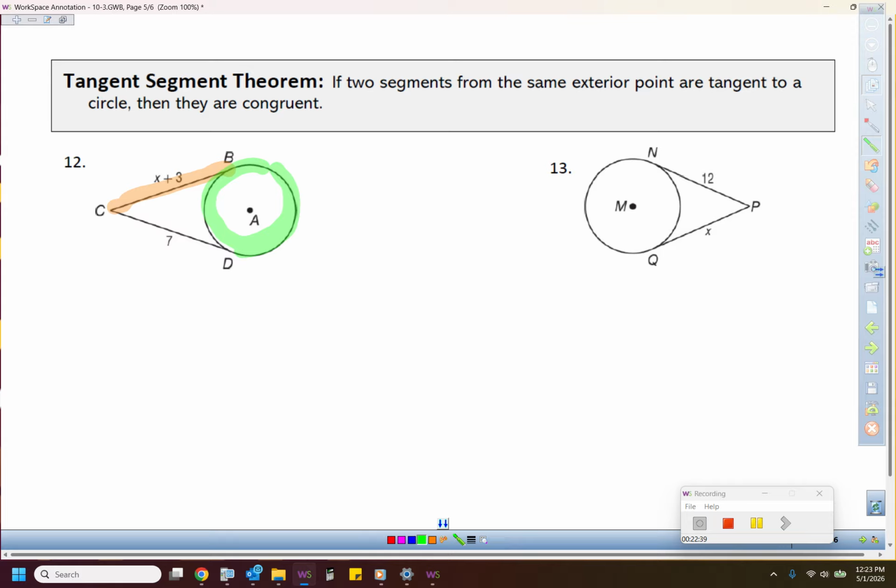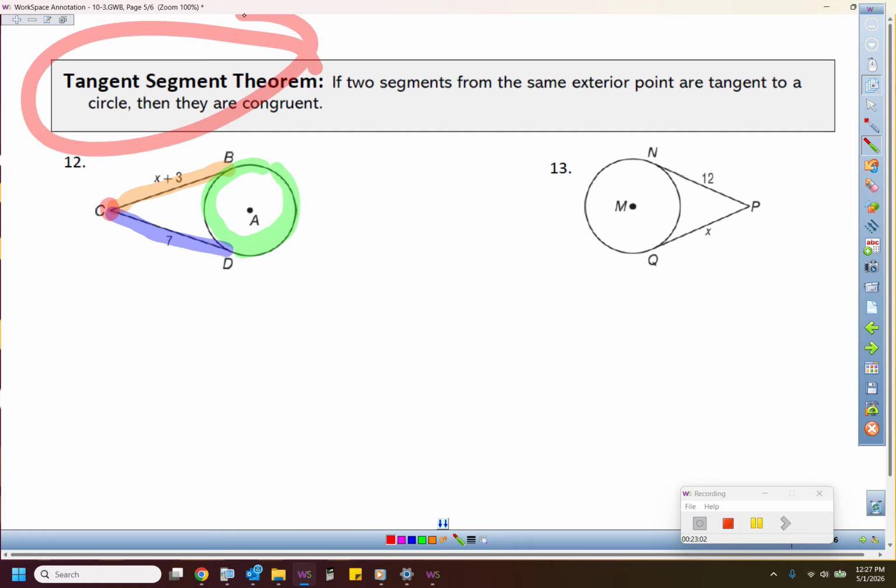Question on this orange one there that I have. How about this other guy? How many times does that segment touch the circle? Once or more than once? Once. Those are both tangent segments, and do they come from the same letter? Yes or no? They both come from C. Here's what this crazy theorem says. If you got 2 tangent segments coming from the same point, they have to be the same. So that orange one and that blue one are the same.